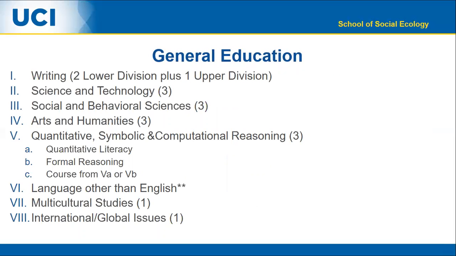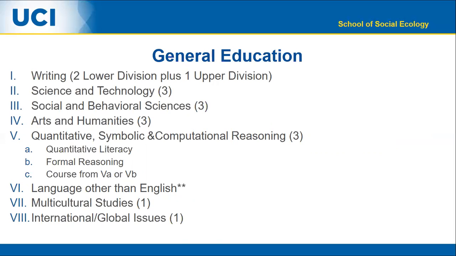So some general education requirements you'll have to take here at UCI is a few writing classes. So in addition to entry-level writing, you also have to do 2 lower division writing classes and 1 upper division writing class. Well, you won't be doing these classes until much later, so don't worry too much about them now.